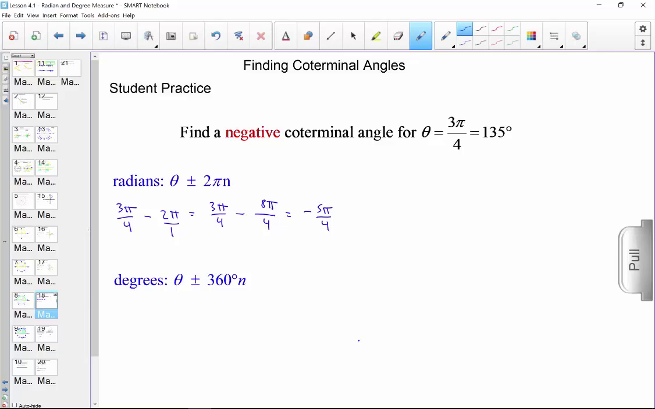Let's look at this in degrees now. Because we were told that 3 pi over 4 equals 135 degrees, which you should also be able to figure out, and we know that we want to get to a negative angle, we're going to subtract 1 revolution. In terms of degrees, that's 360 degrees. And 135 degrees minus 360 degrees equals a negative 225 degrees. Let's look at this graphically now.